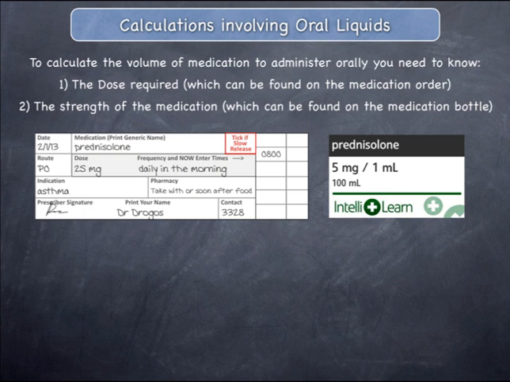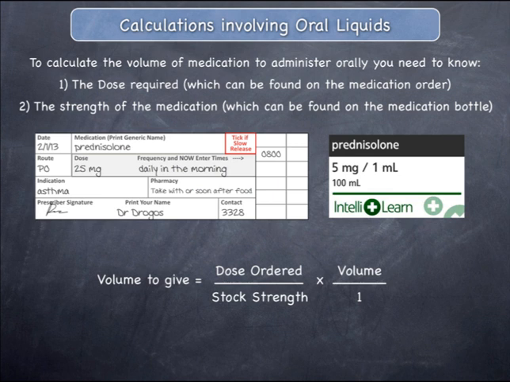The first number is the stock strength and the second number is a volume in mils. Once you have this information, you can calculate the volume to administer, which is equal to the dose that has been ordered divided by the stock strength multiplied by the volume over 1.